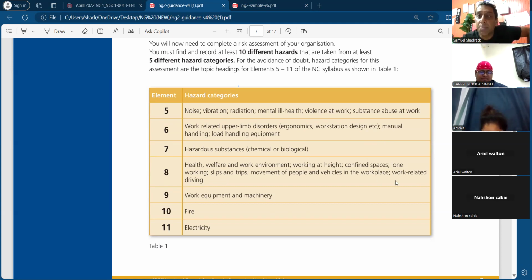I refer to this as the pool. Pool, like a swimming pool. If you ever hear me say the pool of hazards, this is what we're talking about. So could you use fire? Yes. Could you use hazardous substance, chemical? Yes. Could you use hazardous substance, biological? Yes. Could you use work at height? Yes. Could you use health, welfare, and work environment? Yes. Could you use confined space?